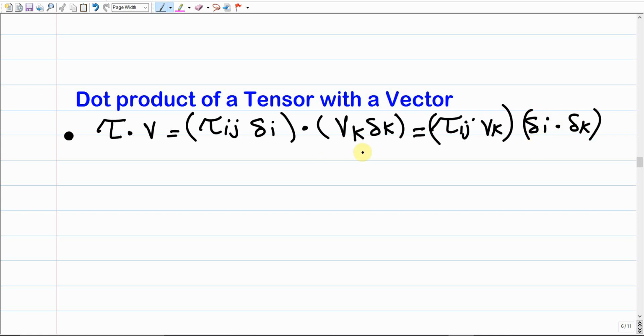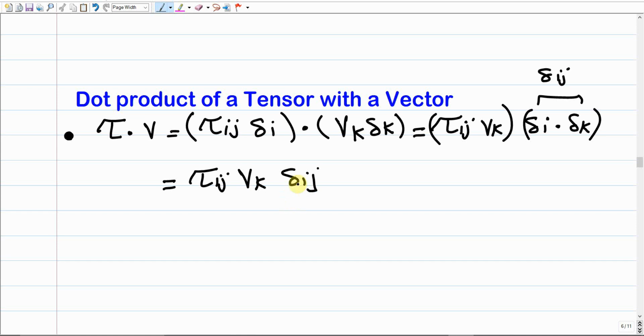As we mentioned a million times before, what is delta i dot delta k? We said that this automatically gives us the canonical delta, delta ik. So simply this gives us tau ij vk delta ik.